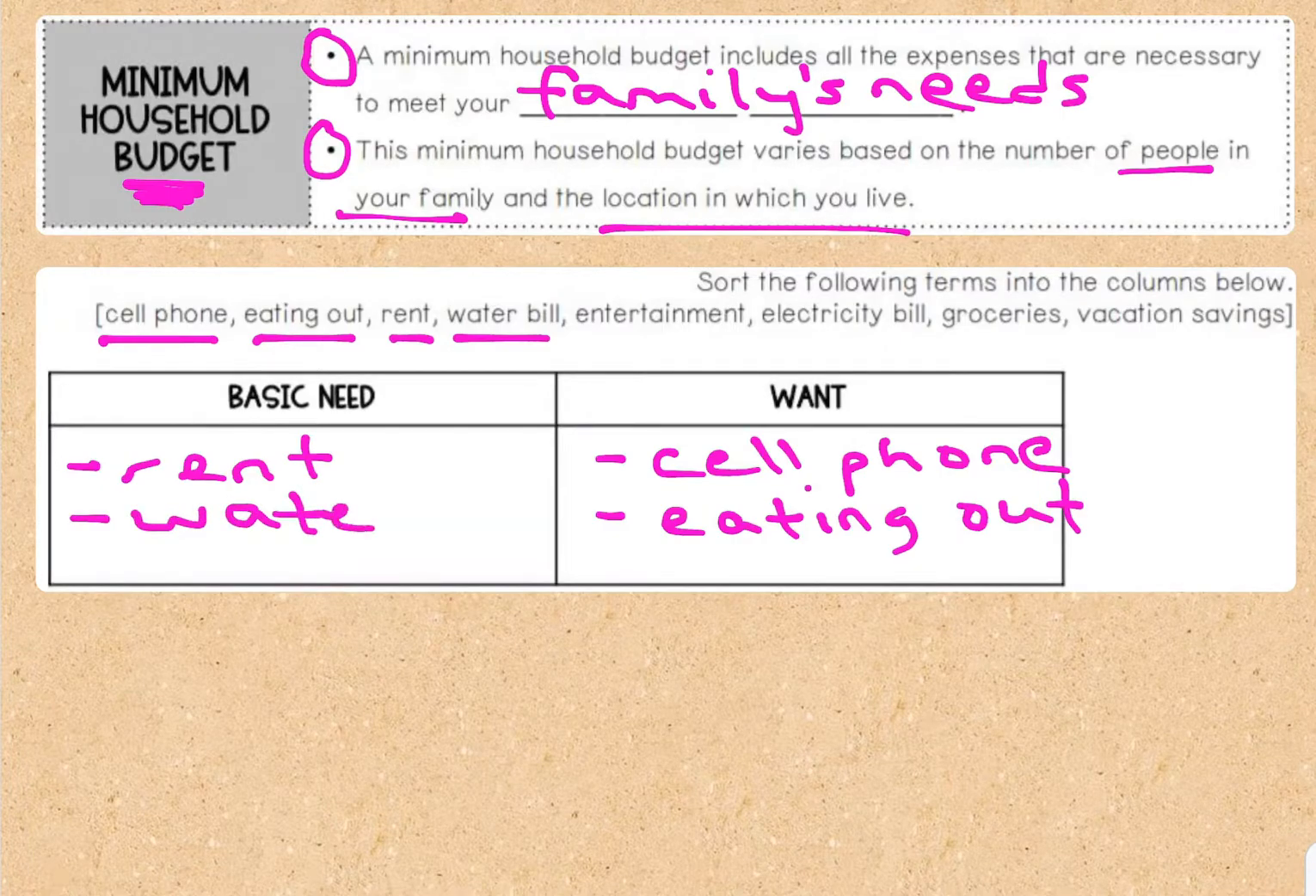A water bill is a basic need because we have to have water for survival. We have to be able to drink water, wash our clothes, wash ourselves, and wash our dishes, so the water bill is very important.